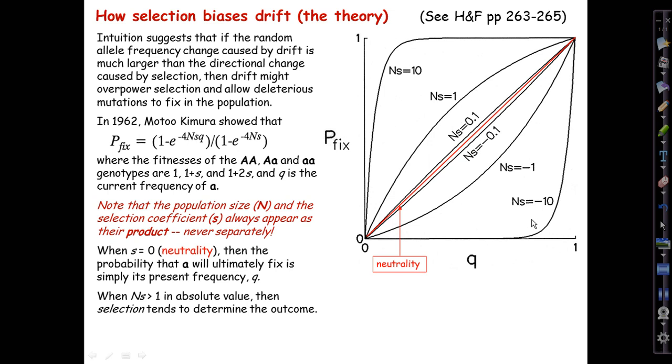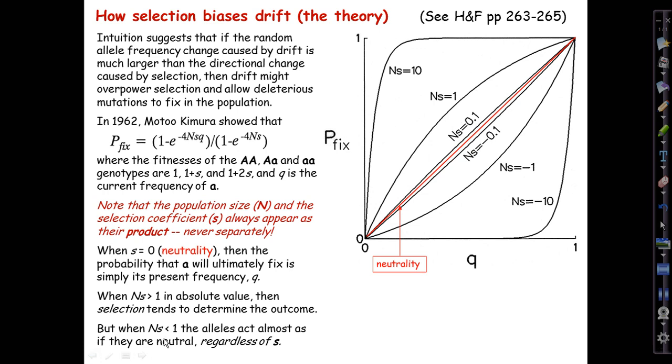And conversely, if the product N times S is negative, which is to say S is a negative number, then the little a allele is selected against, big A is favored, and so it doesn't stand a chance of fixing until, on this curve, it's already almost there, in which case maybe it stands some chance of drifting to fixation.